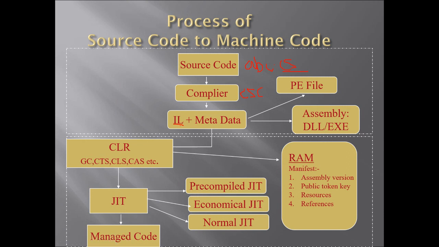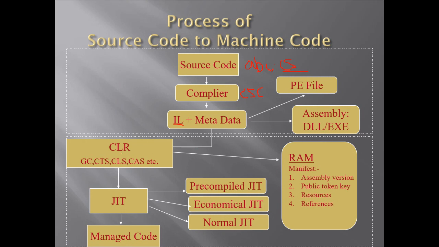IL code is an intermediate language code. It is a very common language for all .NET languages supported by .NET. So each and every language supported by .NET ultimately creates IL code, plus the metadata. Metadata is data about data, in general language. So after the compiling process, it will generate the IL code and the metadata.